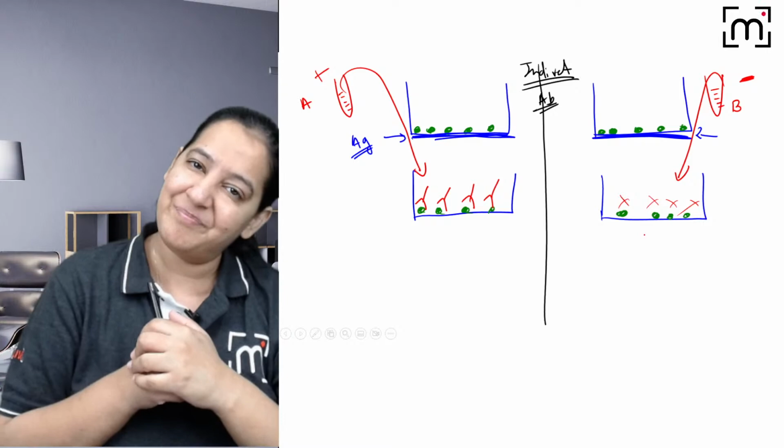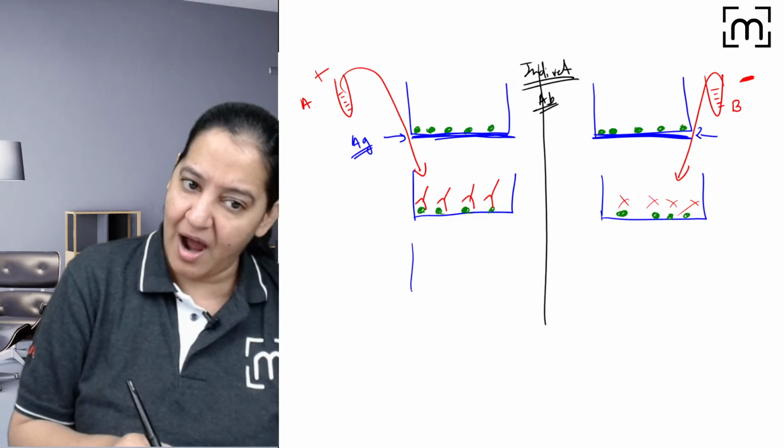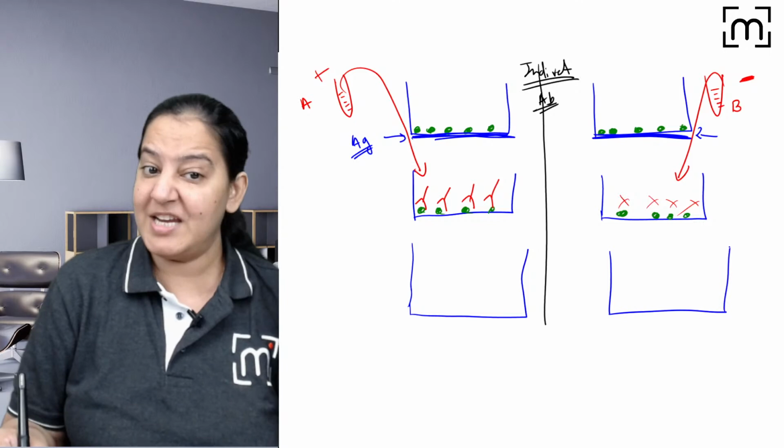In step three, what do you do? So let me tell you step three. In step three, again, you will take antibody. Let me draw the two wells again. Now this is an important step. Step 3 makes the difference, right? Step 3 is really difficult to understand.